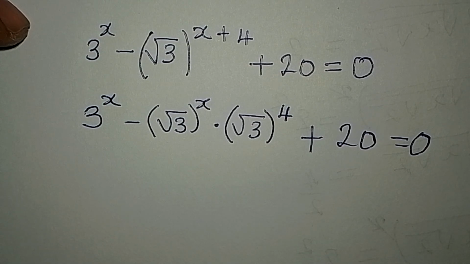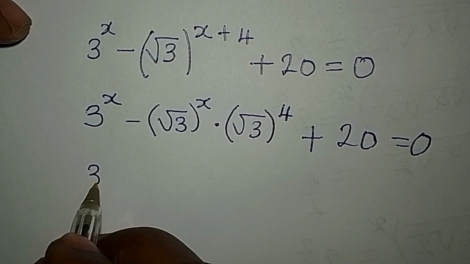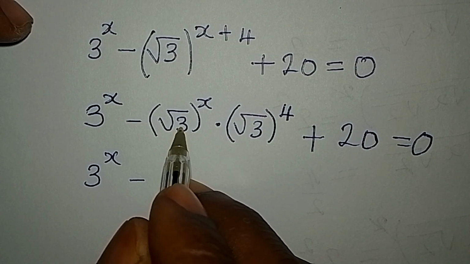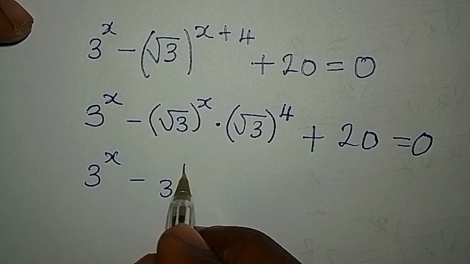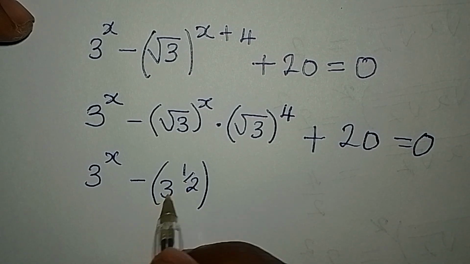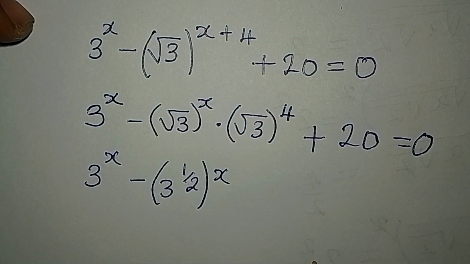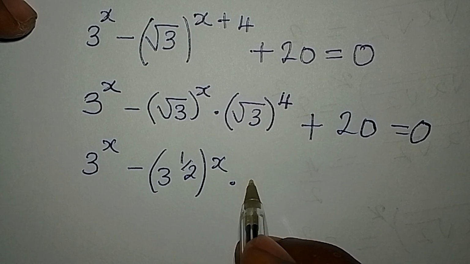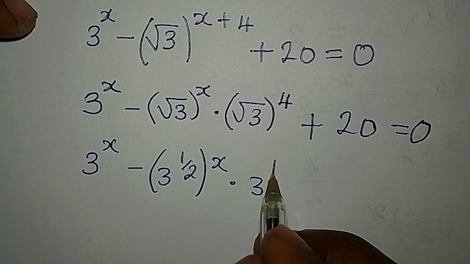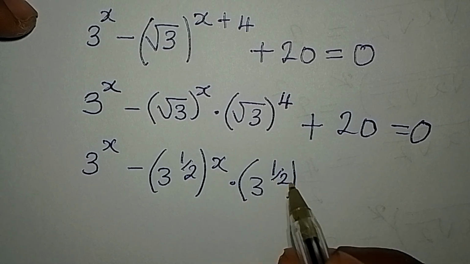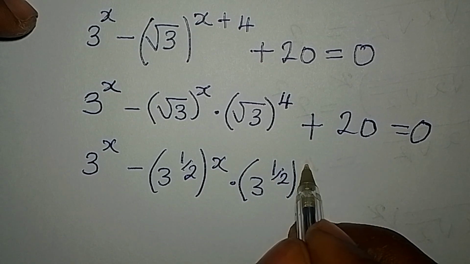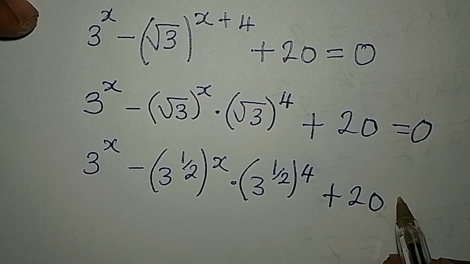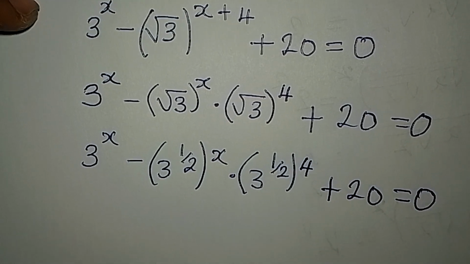To continue with this, we'll have 3 to the power of x minus, here now, this square root of 3 is the same thing as 3 to the power of 1 over 2. Then the power of x outside is still there. Then multiply by, from here, we have 3 to the power of 1 over 2, that is for the square root of 3. Then the power of 4 outside is still there, plus 20, and this is equal to 0.